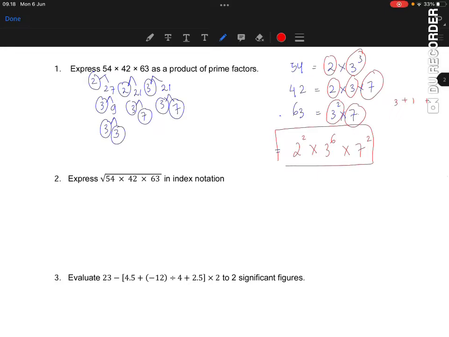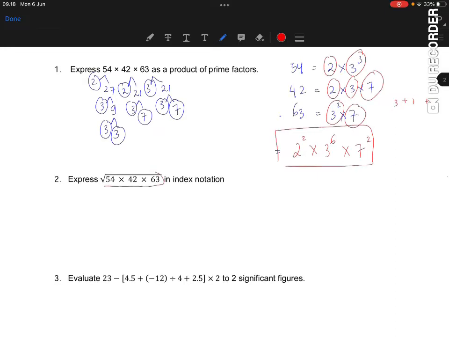Express the square root of 54 multiply 42 multiply 63 in index notations. Last time we already found the index notation of 54, 42, and 63. Pay attention guys, we have the same numbers here between number 1 and number 2. You don't need to worry about the prime factorizations. Just use your answer from the previous one. Then you will get square root of 2 power by 2 multiply 3 power by 6 multiply 7 square.